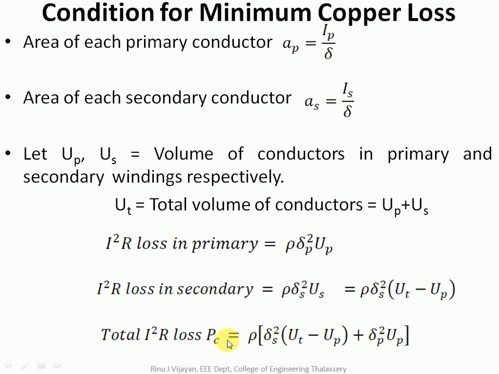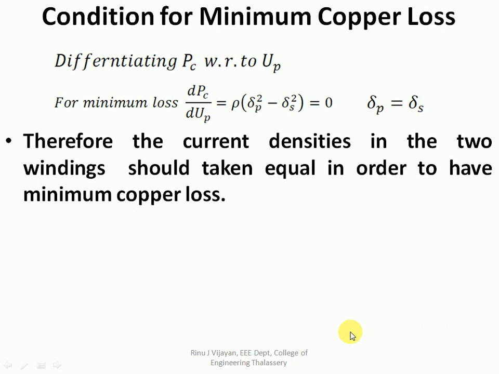Therefore, in order to find the condition for the minimum value of this, we have to find the first derivative of this particular relation with respect to UP. UP is actually the volume of conductors in the primary side. So while finding that, we will be able to get the relation like this. As all of you know, the condition for maximum and minimum is that we have to take its first derivative and equate it to 0. So I am equating this term to 0. From here I will be able to obtain that the condition for minimum copper loss is that the current density in the primary side and the current density in the secondary side both must be one and the same.